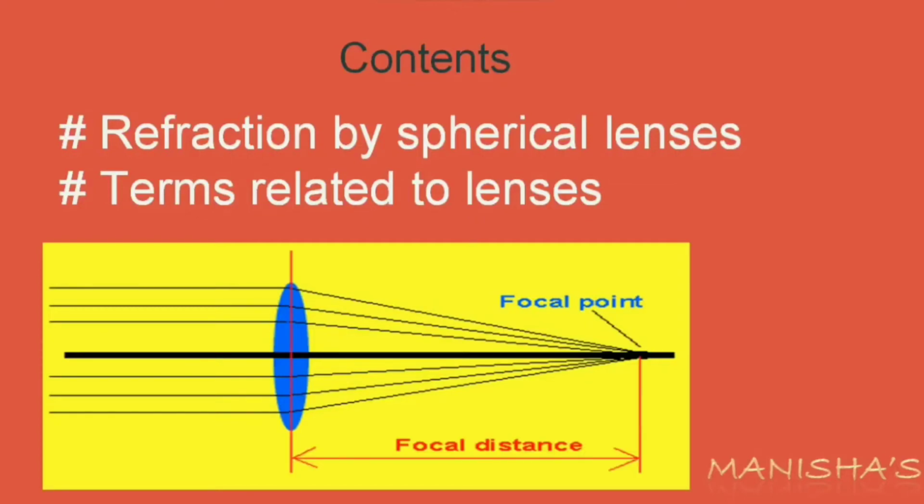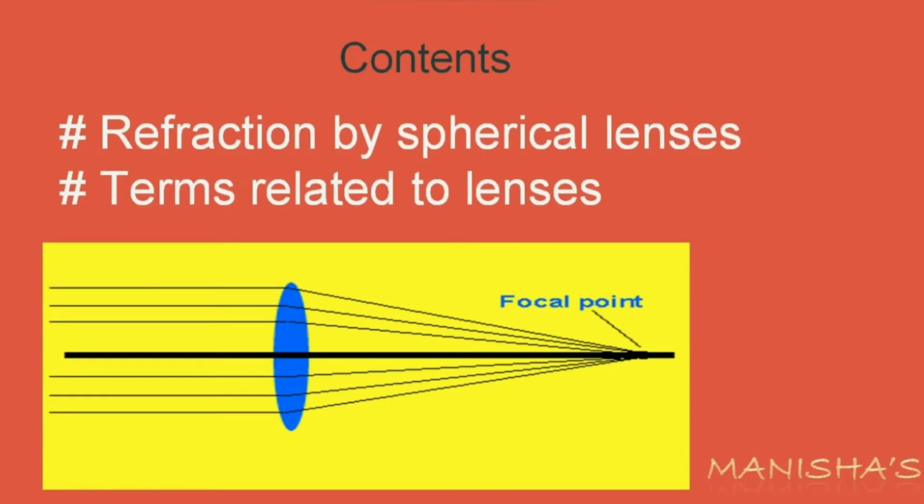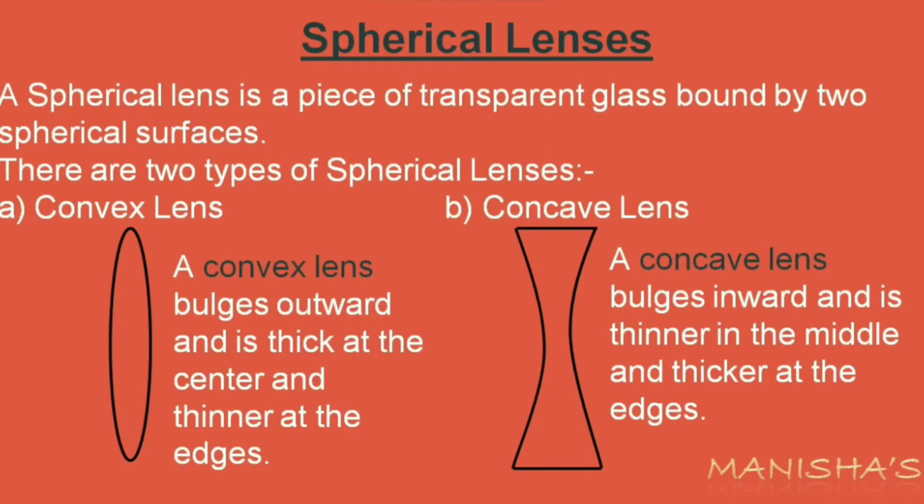Hello everyone. Today I am going to explain to you about refraction by spherical lenses and the terms related to lenses. Before starting the explanation of these two topics, let's first understand about spherical lenses. A spherical lens is a piece of transparent glass bound by two spherical surfaces.